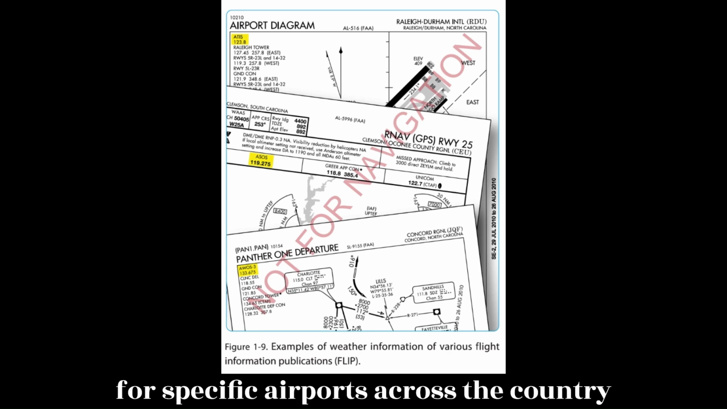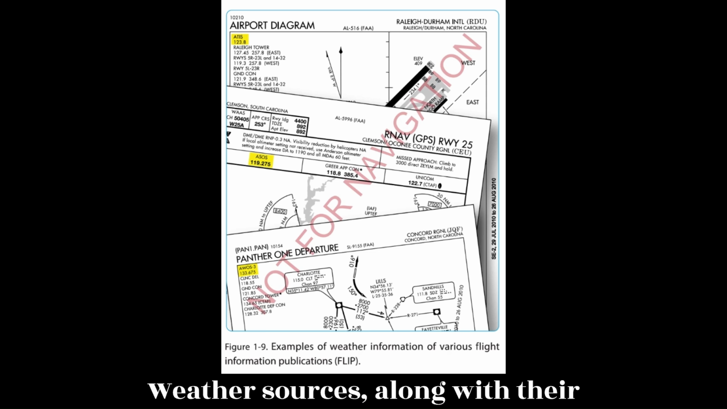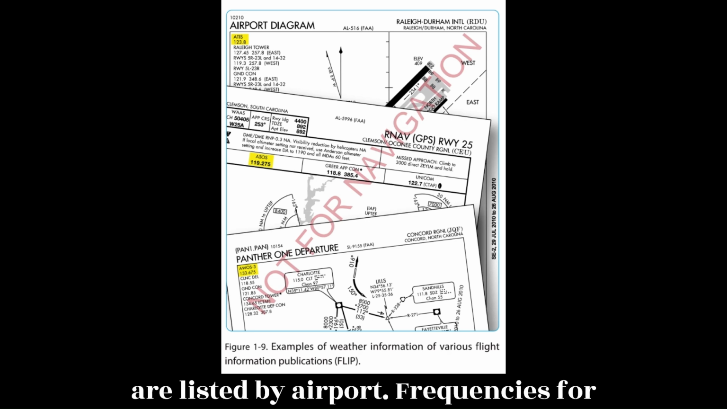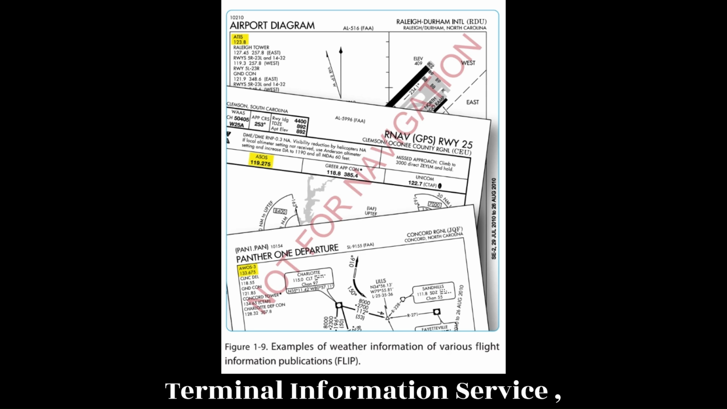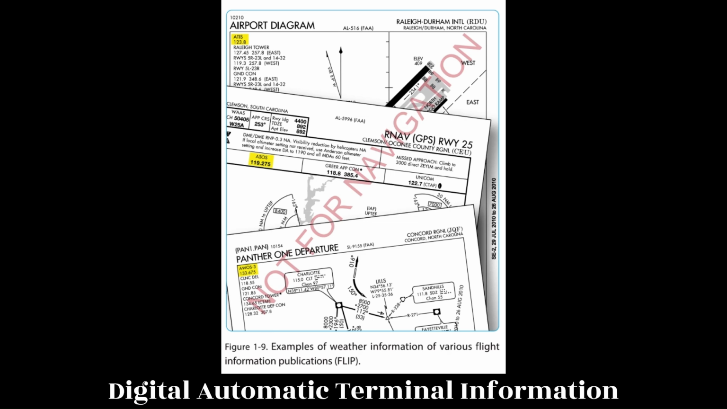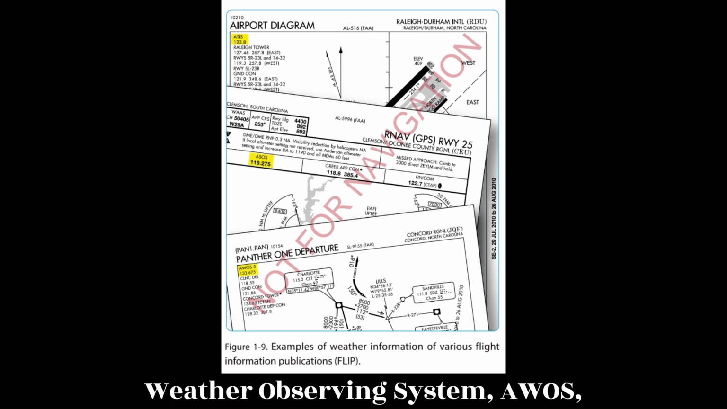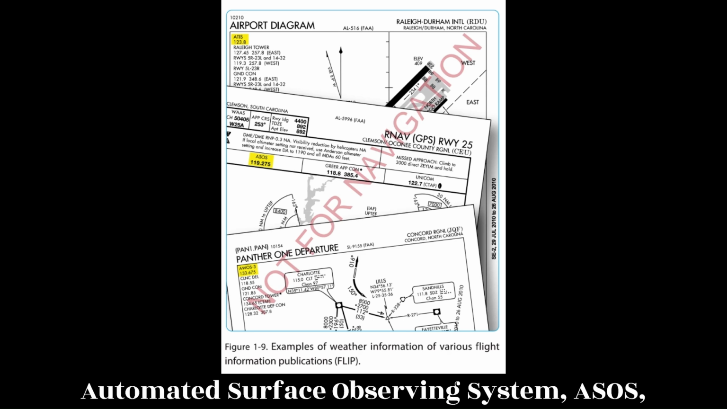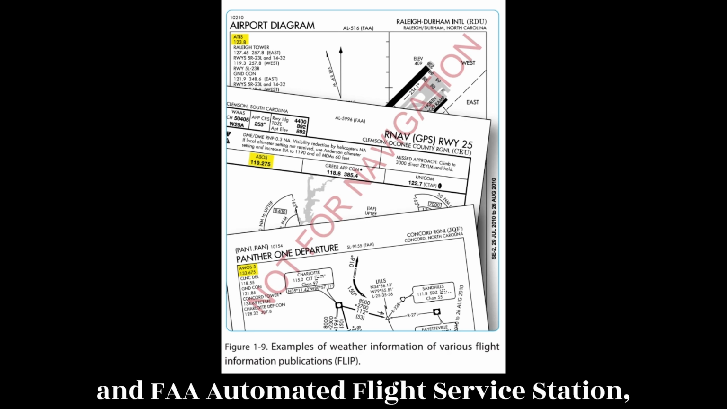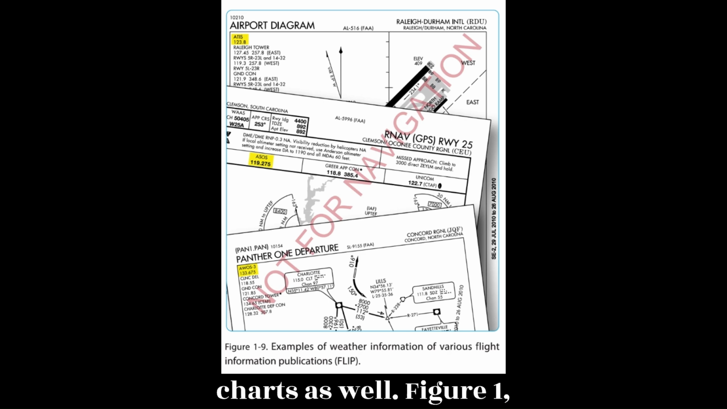Weather reporting stations for specific airports across the country can be located by reviewing the CS. Weather sources along with their respective phone numbers and frequencies are listed by airport. Frequencies for weather sources, such as Automatic Terminal Information Service, ATIS, Digital Automatic Terminal Information Service, DATIS, Automated Weather Observing System, AWOS, Automated Surface Observing System, ASOS, and FAA Automated Flight Service Station, AFSS, are published on approach charts as well. Figure 1.9.